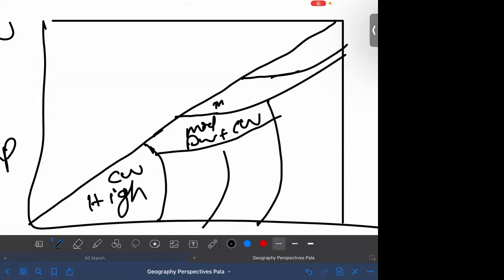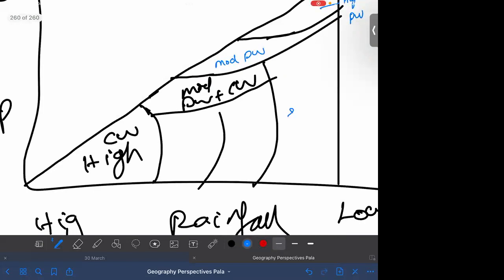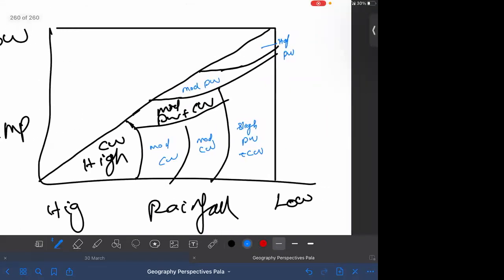Moderate physical weathering, high physical weathering. Okay, and these are the regions generally absent. So here you have slight physical weathering plus chemical weathering, moderate chemical weathering, and what here again moderate chemical weathering. Right. So this is something we draw with respect to now.